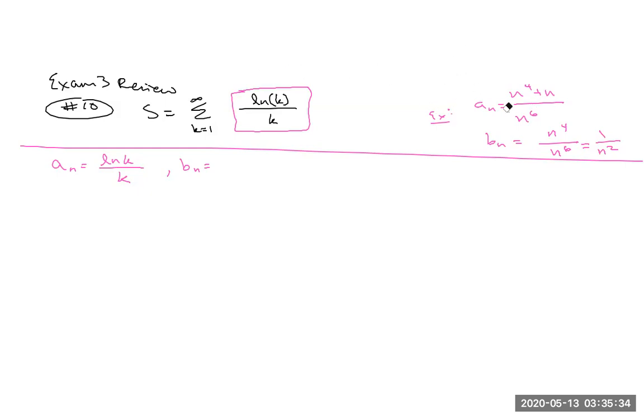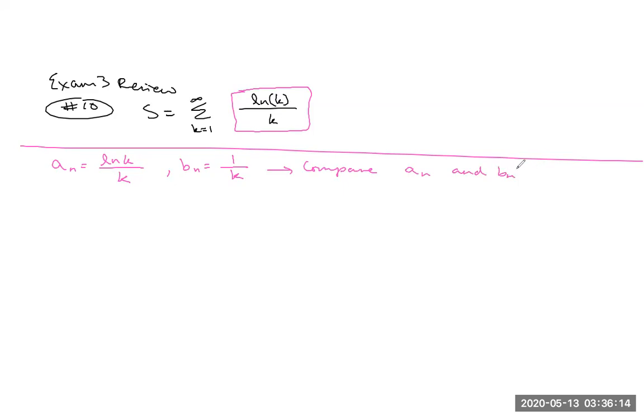Now, in this case, it's not as obvious. But essentially, what we're going to do is compare ln K to the function 1. So let's change. So B sub n is prospectively 1 over K. And then what we're going to do is compare A sub n and B sub n. Which one is larger and for which values of n?